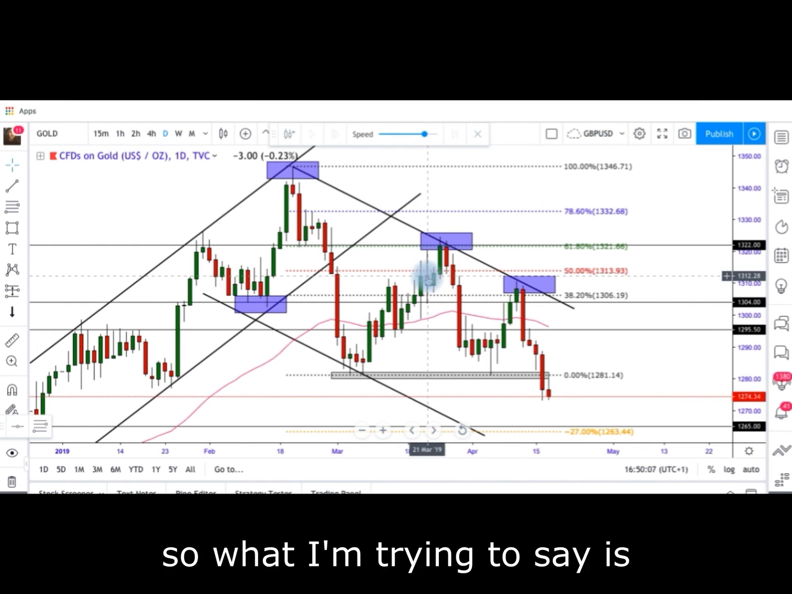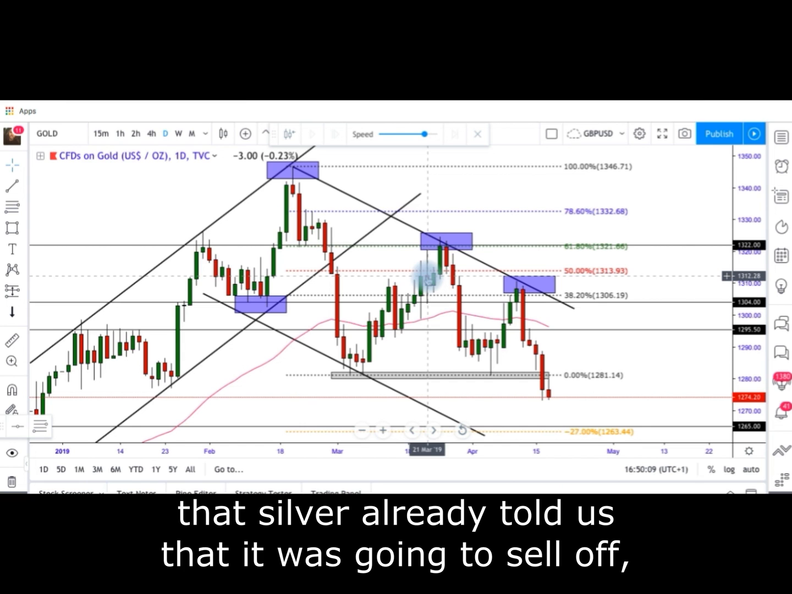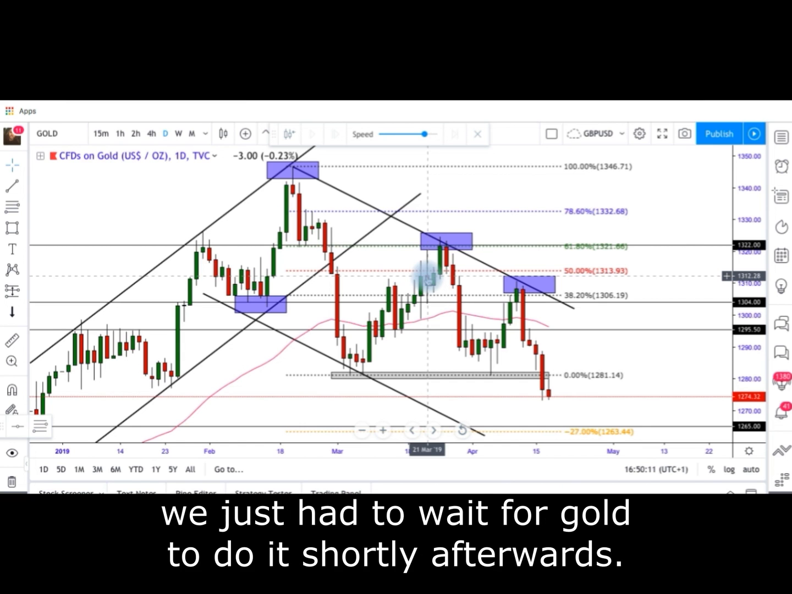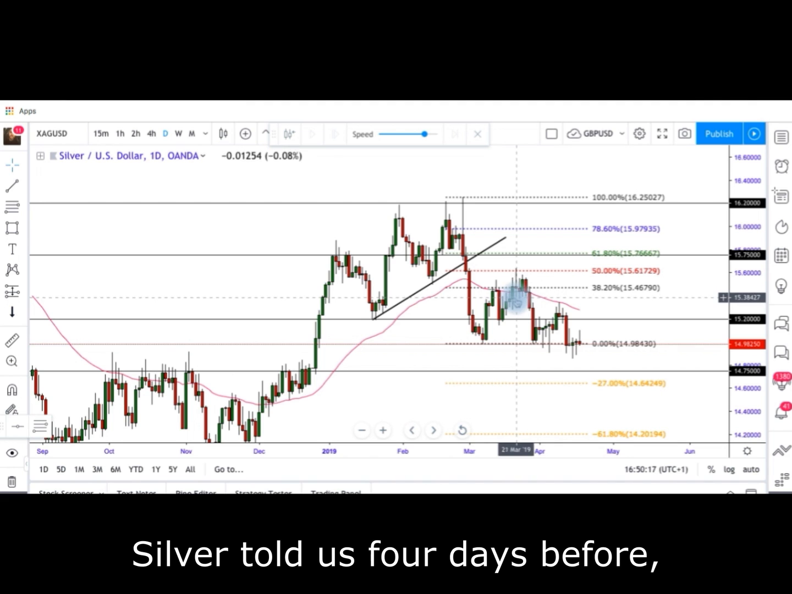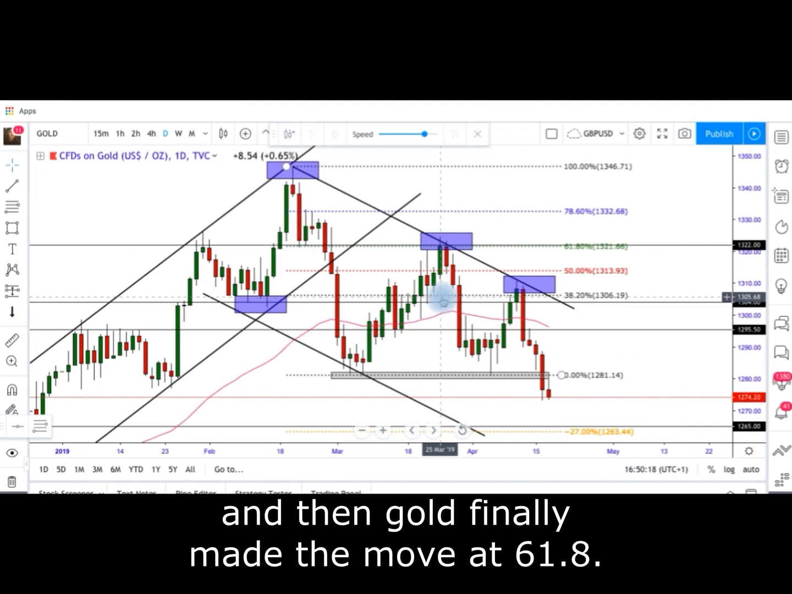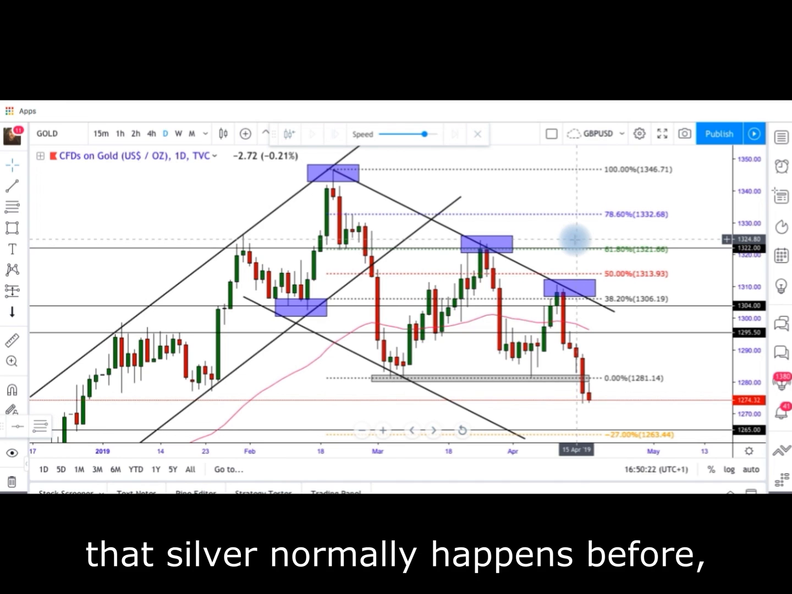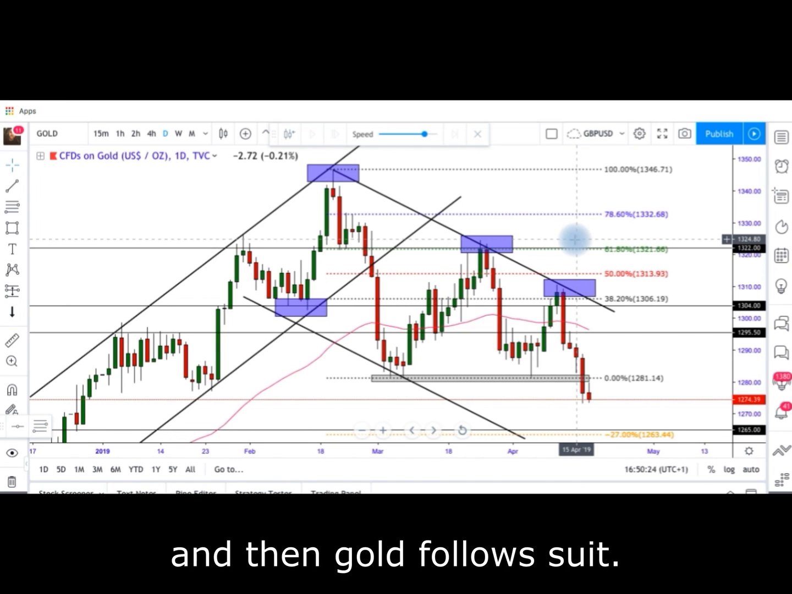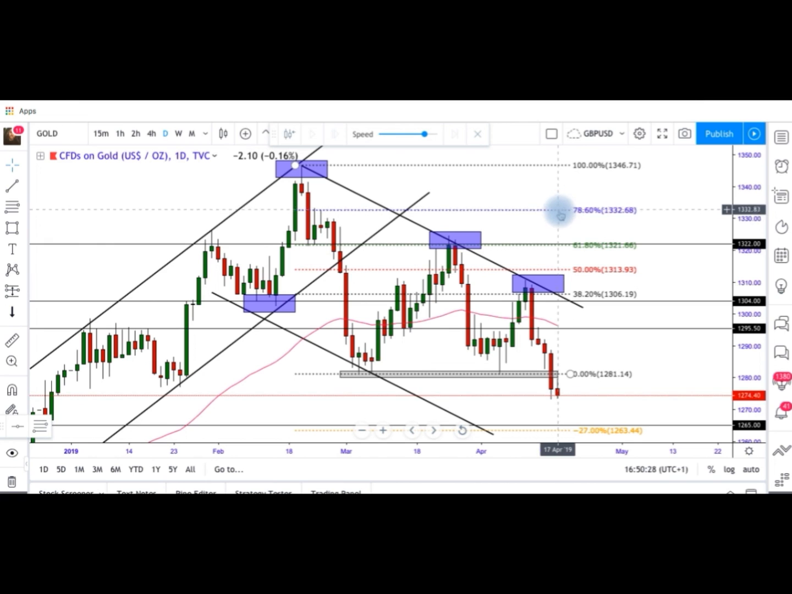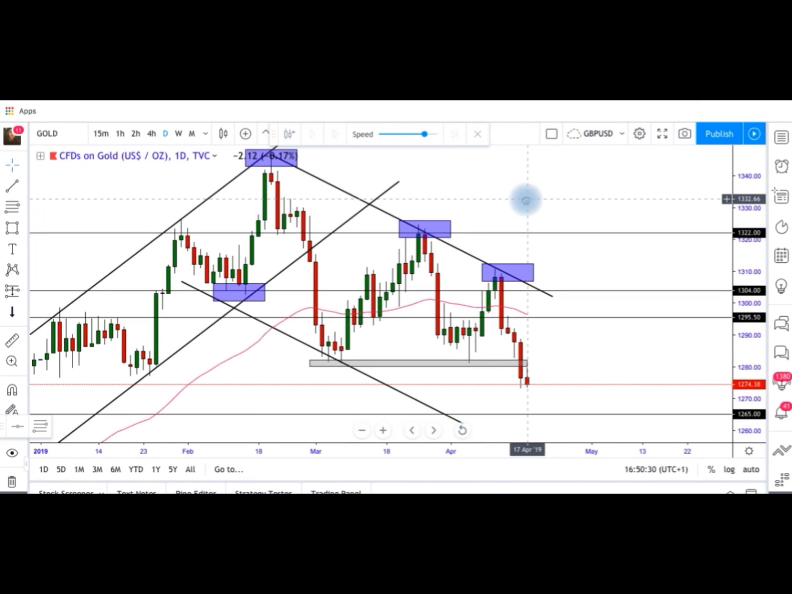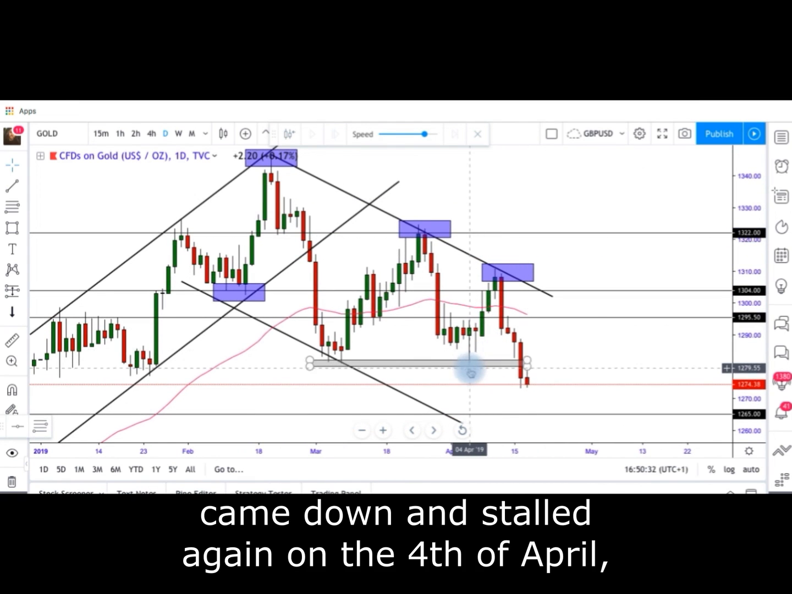Okay, so what I'm trying to say is that silver already told us that it was going to sell off. We just had to wait for gold to do it shortly afterwards. Silver told us 4 days before, and then gold finally made the move at 61.8. Silver normally happens before, and then gold follows suit. So then gold started off at the 61.8, came down and stalled again on the 4th of April.